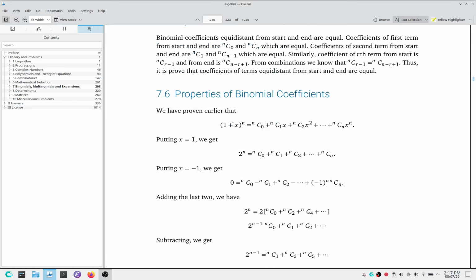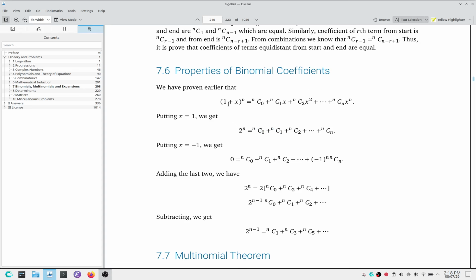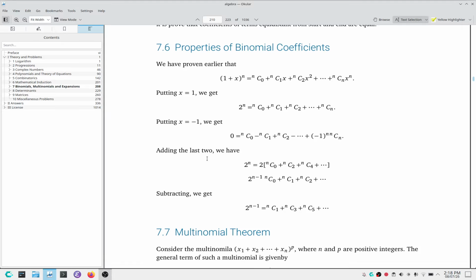Now we look at properties of binomial coefficients. We have (1 plus x) raised to the power n is equal to this much. So we put x equal to 1. We get 2 raised to the power n is equal to the sum of coefficients. Now this we have used a lot of times in our examples and problems. We put x equal to minus 1, the left hand side becomes 0, and the right hand side becomes this. Adding these two, we have 2 to the power n is equal to 2 times (nC0 plus nC2 plus nC4 and so on).